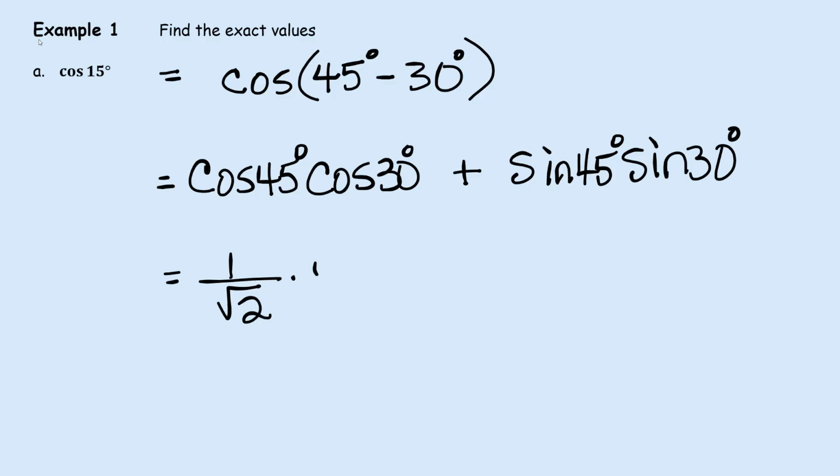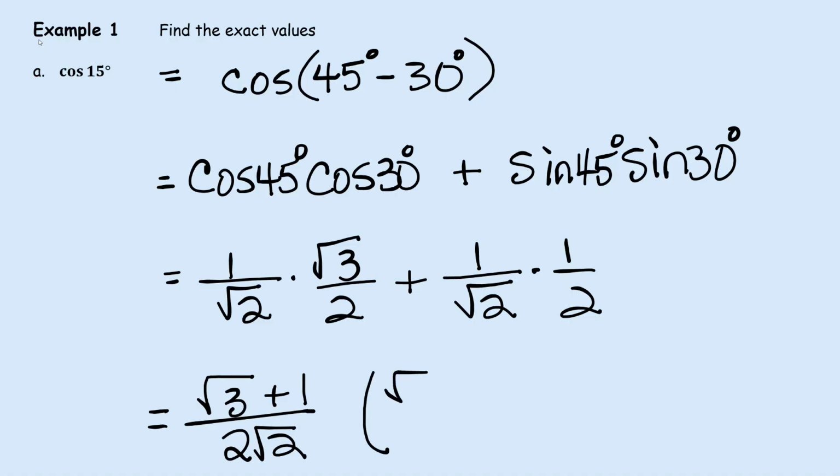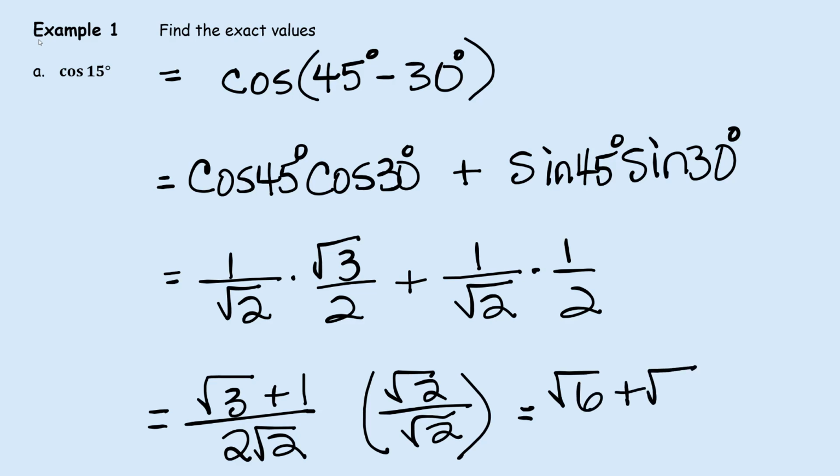And since I know those values, I know that cosine 45 is square root of 2 over 2, or 1 over the square root of 2. Square root of 3 over 2 for cosine 30, and then sine 45 is 1 over the square root of 2, and sine 30 is 1/2. And that's it. I can rationalize that by multiplying by square root of 2 over square root of 2, and then I will be done. This is the exact value of cosine 15, square root of 6 plus square root of 2 over 4.